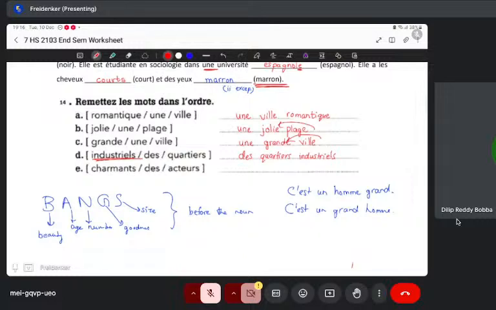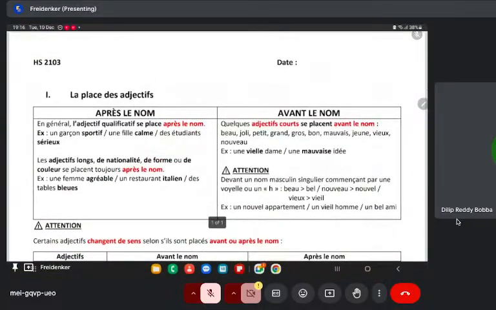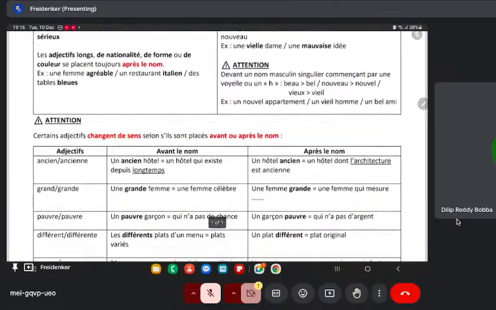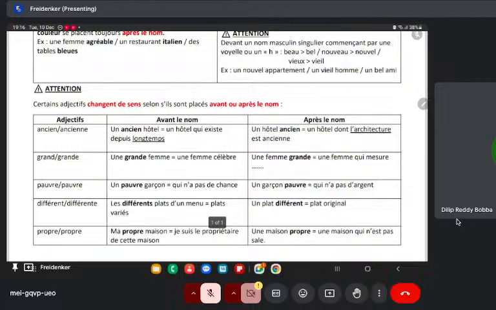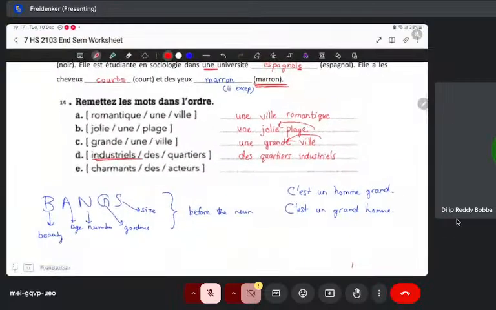It's just a normal adjective, and in general adjectives are placed after the noun. Before the noun are the ones already given. Here you have beau, joli, petit, grand, gros, bon, mauvais, jeune, vieil, nouveau, or else sometimes you have this extra group where pauvre, différent, propre, grand, ancien might come before the noun, or else everything else usually comes after the noun. So industrial is nothing special. It's not beauty, age, number, goodness, size, or a small adjective.